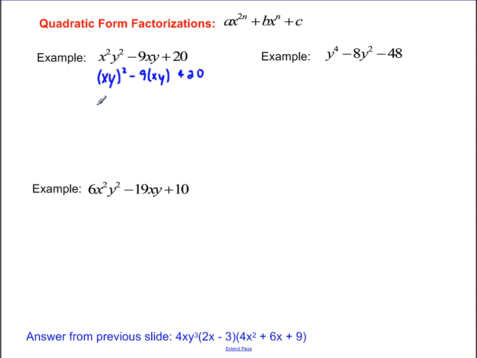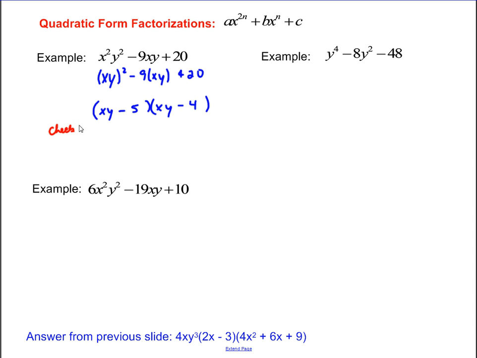And so we would need to find two binomial factors whose first term is xy, and whose last term is going to be whatever factors of 20 whose sum is negative 9. Well, in this case, that has to be negative 5 and negative 4. So our factorization would be xy minus 5 times xy minus 4. And of course, you should check just to make sure. Let's be on the safe side.